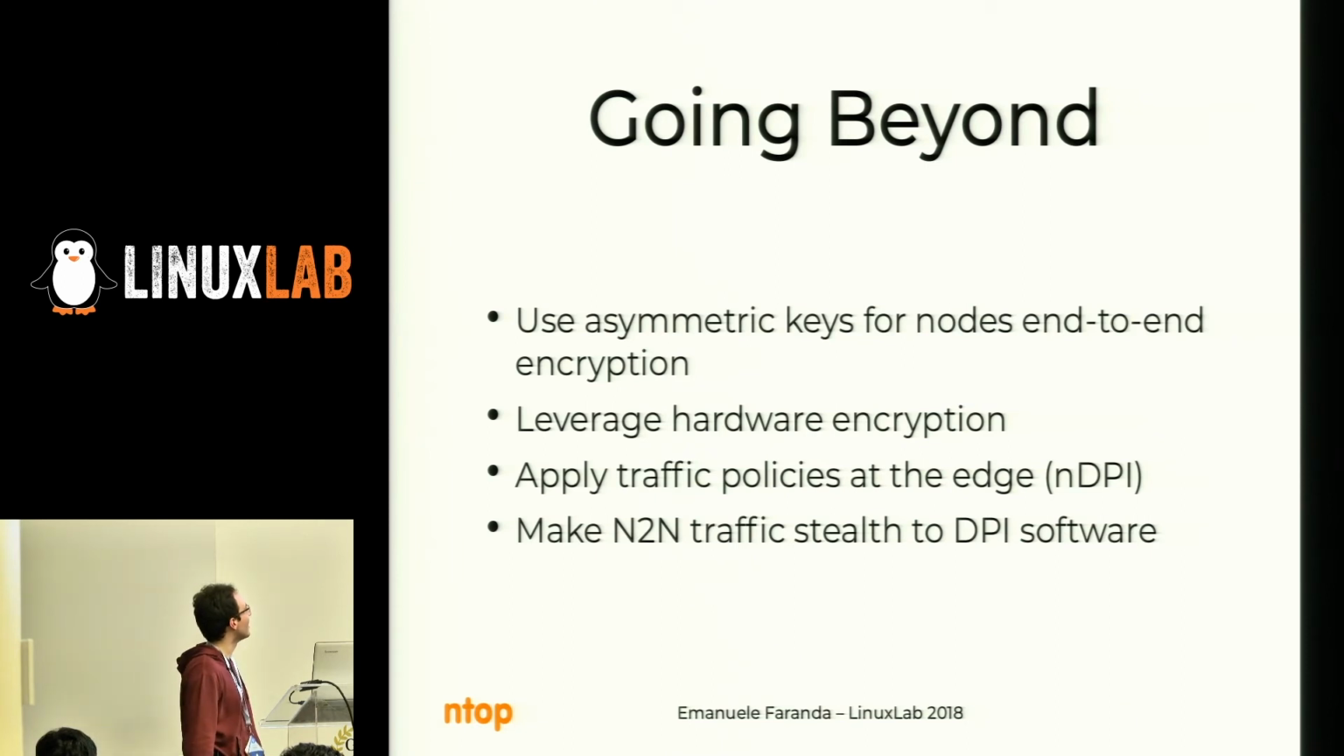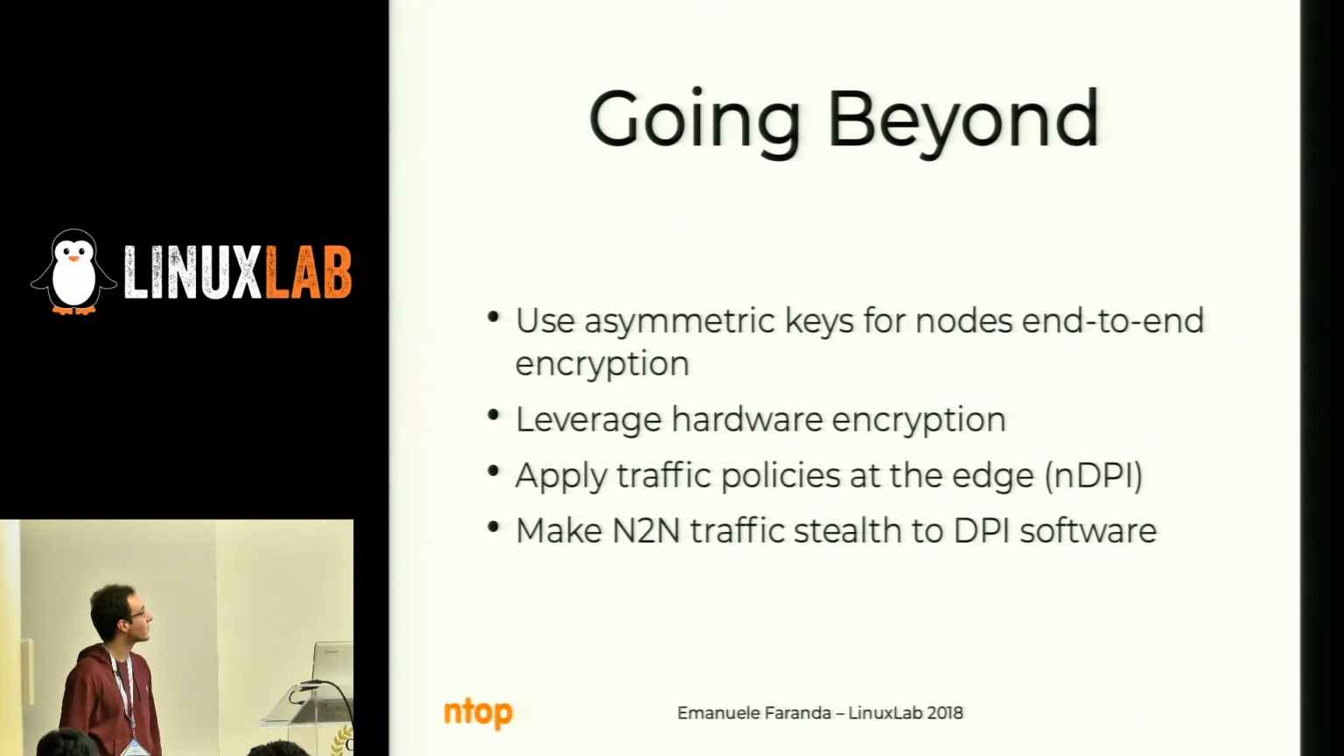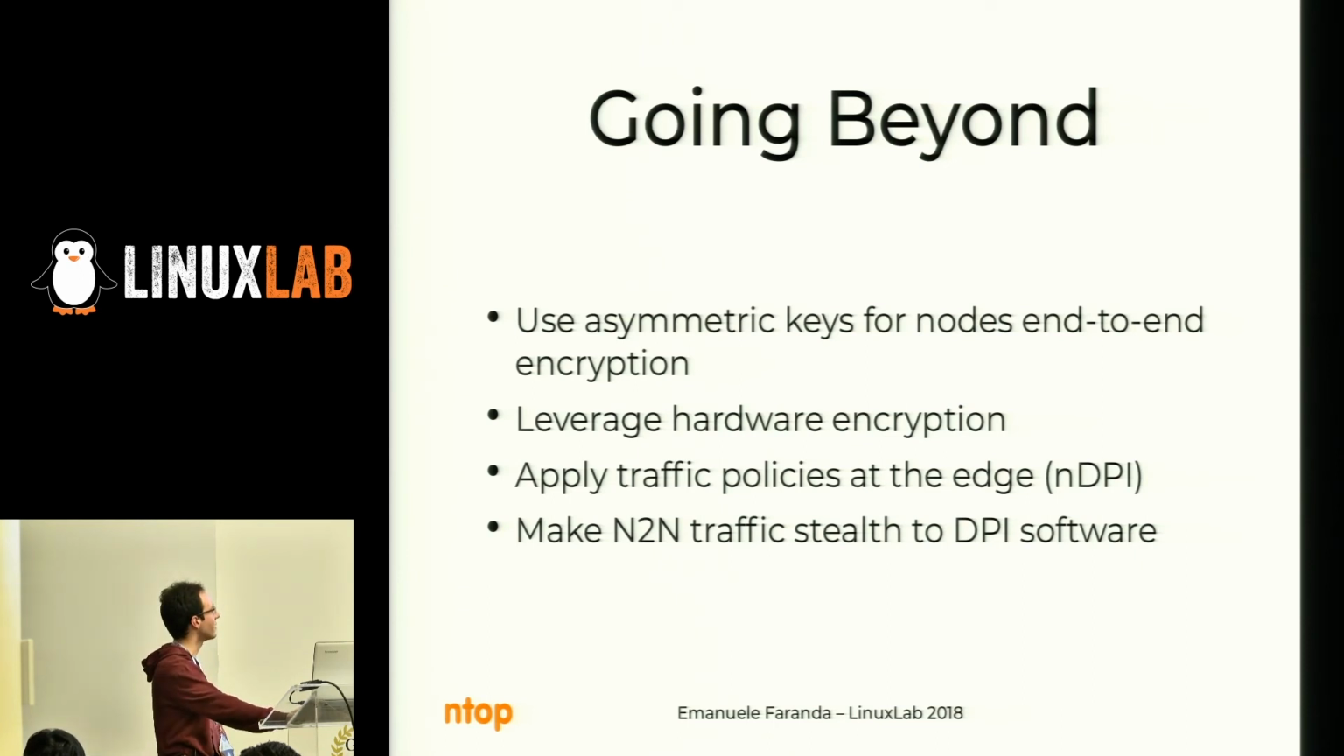Another important thing we look at is the possibility to make it stealth to DPI software. Right now, as I said, the main header of the packet is clear text. So potentially a DPI software could intercept it and just drop the communication. But if we define a pre-shared key between all the edge nodes and the supernode, we can also encrypt the header. So we can make it stealth to DPI software.